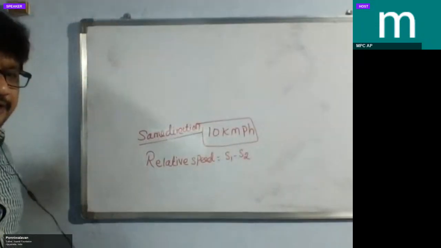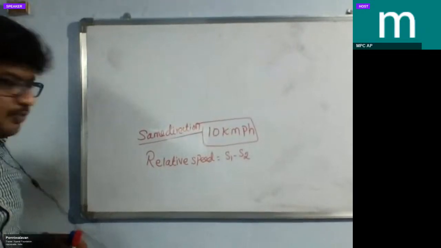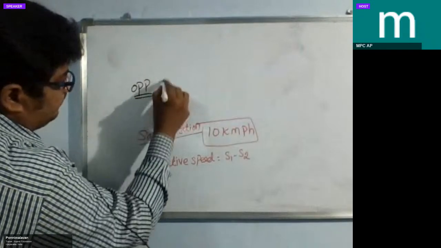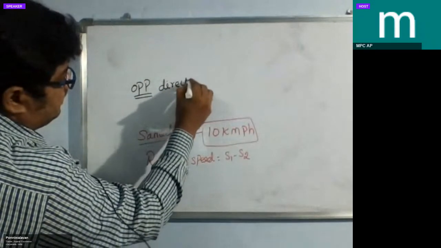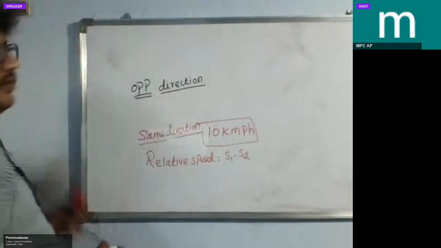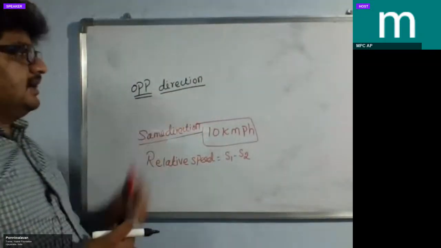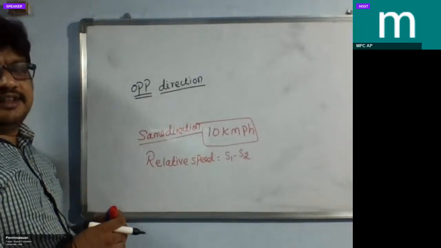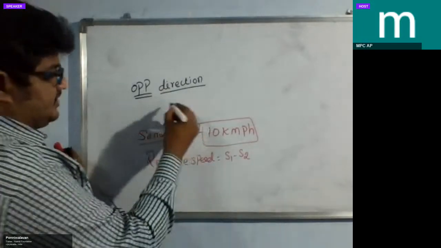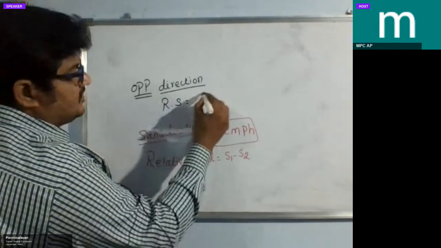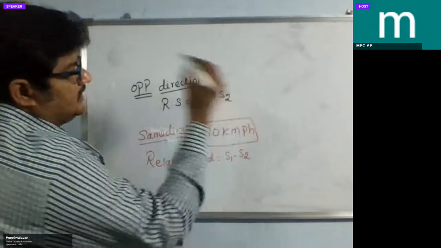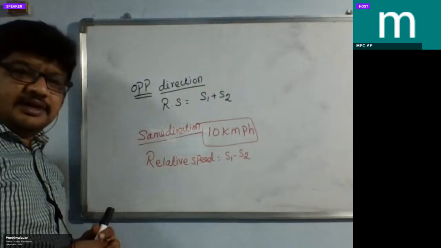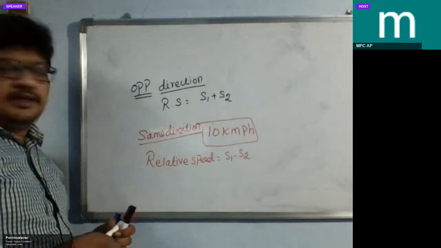Now can you tell me what the relative speed is if they are traveling in the opposite direction? Yes, very good. Plus, that's all. So the relative speed is S1 plus S2. Clear? Okay.